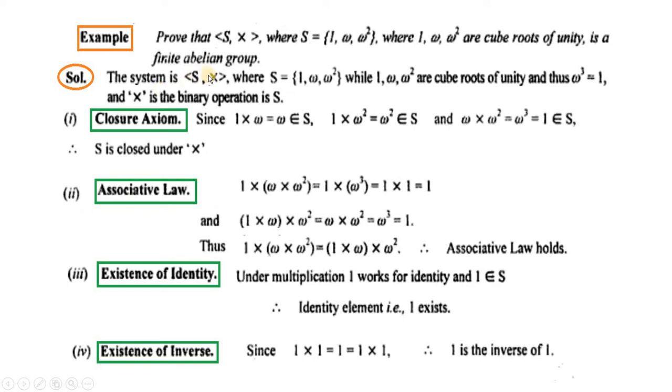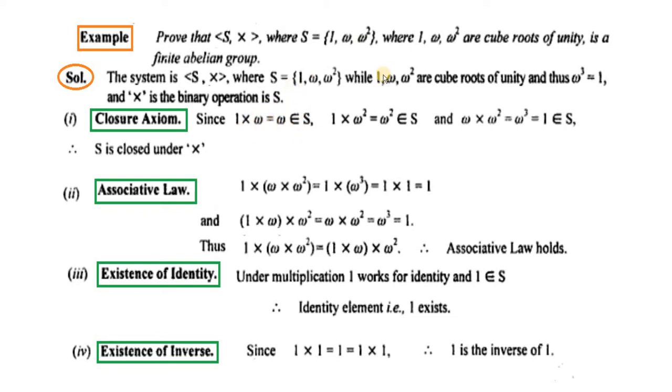To check whether the above structure is a finite Abelian group, first of all we will check the closure axiom, that is the closure property. In this property, we take any two elements from set S, we multiply those elements and we check whether the result belongs to S.